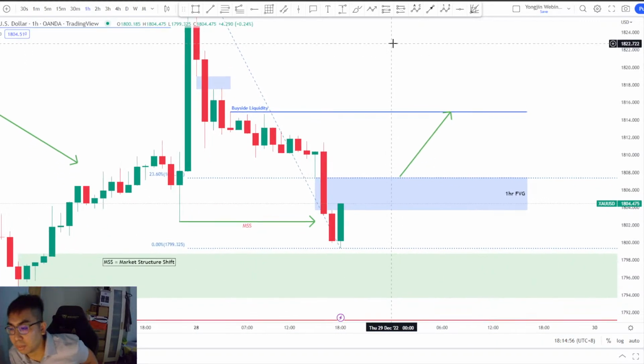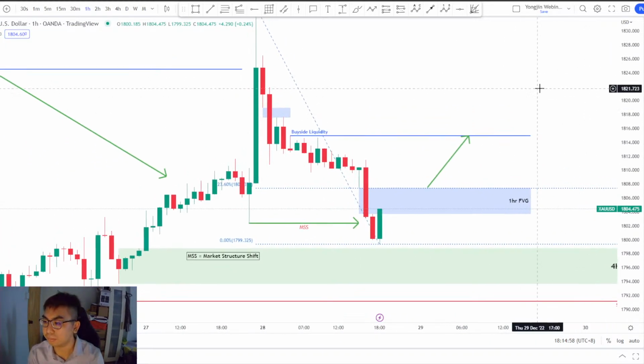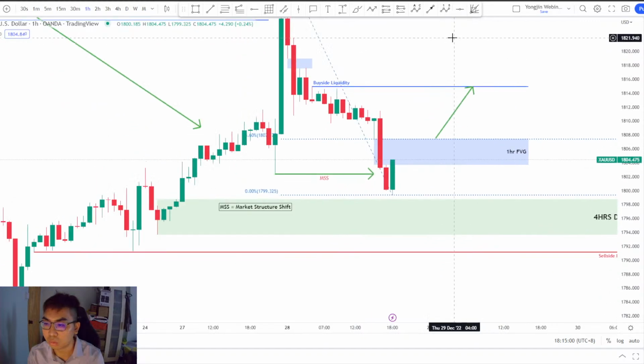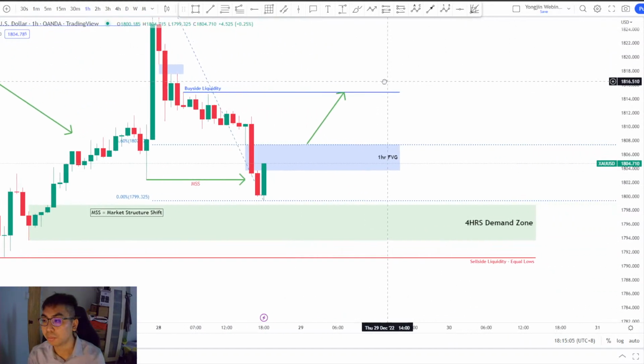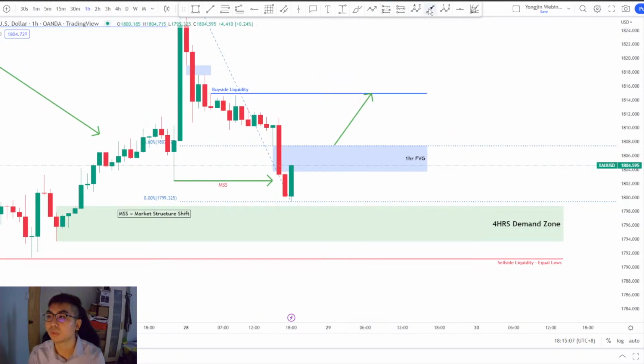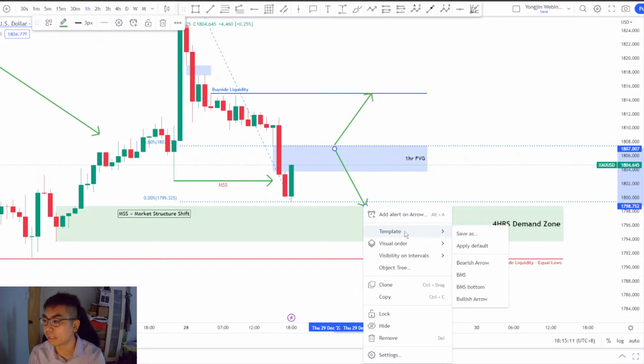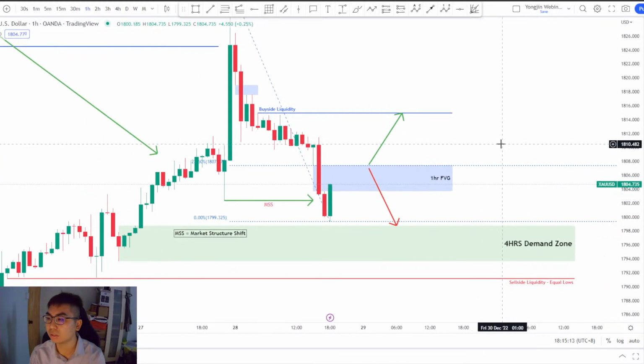So that could be a possible buy area that I'll be looking towards. But if I'm looking for a sell, where would I be looking? Towards the 4 hour demand zone. Then I'll just close out the trade.